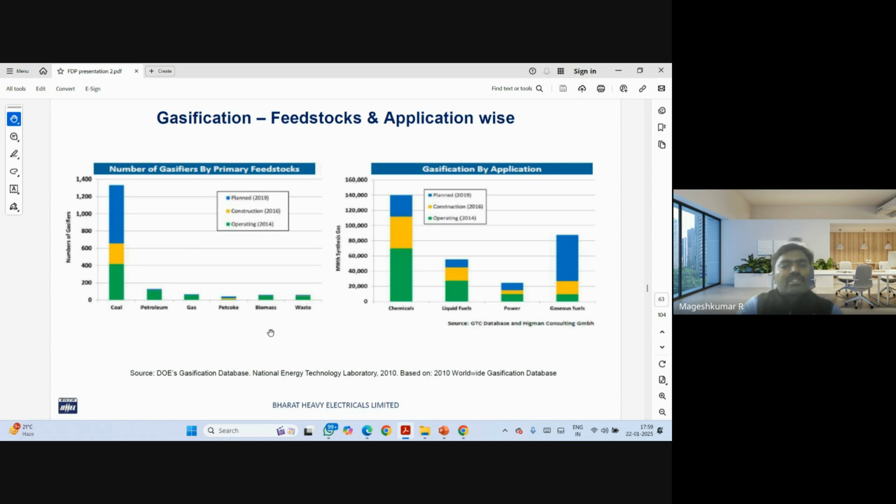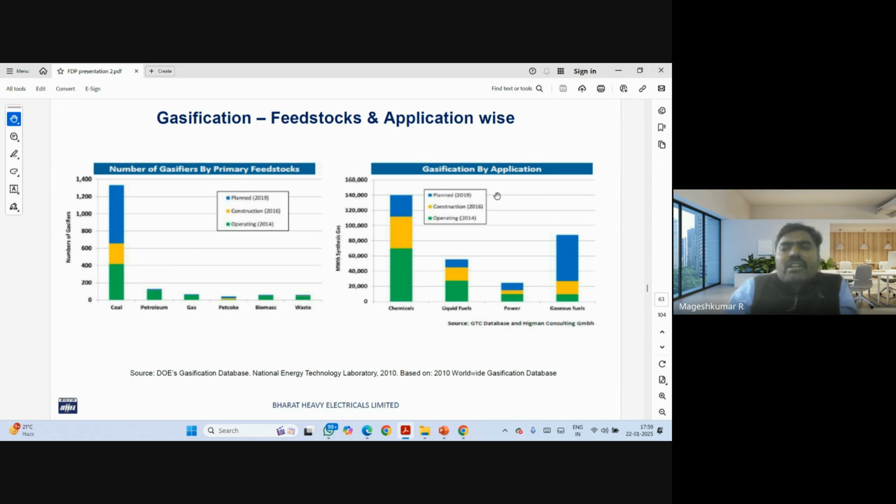Gasification of various feedstock. See how much gasification there is. For the primary feedstock, how much is planned, how much is in construction, and how much is in operation. This is a worldwide figure, if you see DOE.